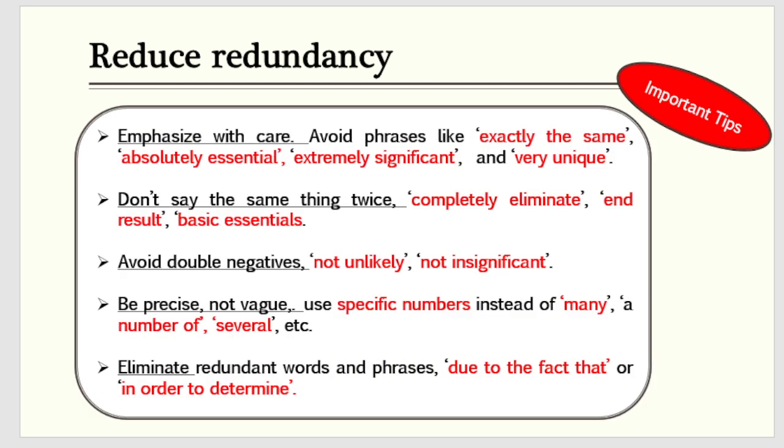Also, some important tips: emphasize with care. Avoid phrases like "exactly the same," "absolutely essential," "extremely significant," and "very unique," so don't say the same thing twice. Like "completely eliminate," "end result," "basic essential," etc. Avoid double negatives like "not unlikely" and "not insignificant," which are double-meaning words that are repeated. Also, you need to be precise, not vague. Use specific numbers instead of "many," "a number of," "several," etc. Eliminate redundant words and phrases such as "due to the fact that," "in order to determine," etc.